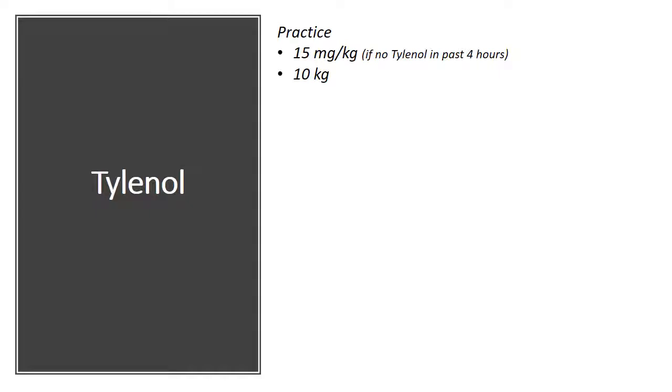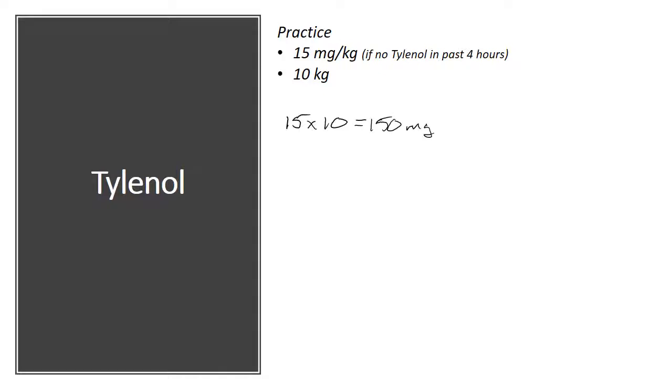All right, so let's take a scenario here. You got a 10-kilo kid with a fever of 104, and you got to give him some Tylenol because that's over the 102 as the protocol says. So you'll take your 15 milligrams per kilo times that 10 kilos, so they need 150 milligrams.